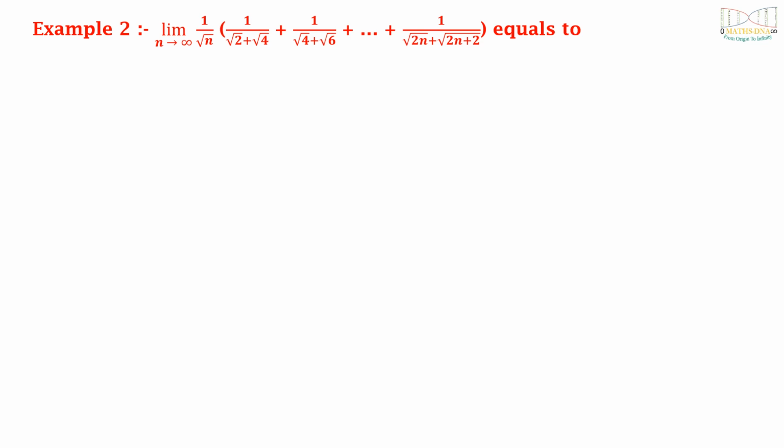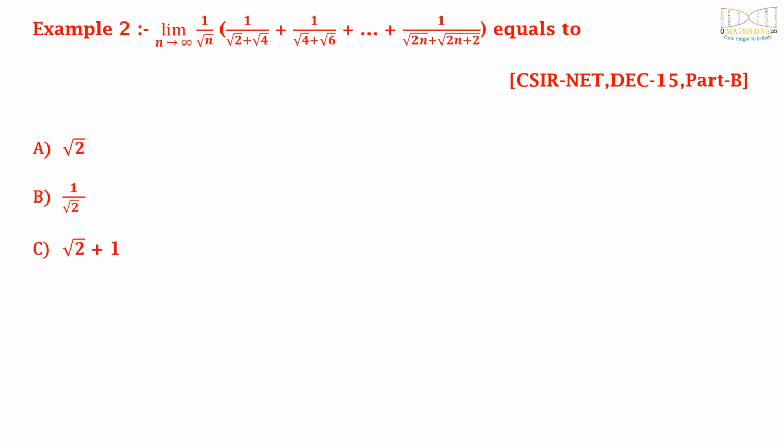Example 2. Limit n tends to infinity of 1 by root n into [1 by root 2 plus root 4, plus 1 by root 4 plus root 6, up to 1 by root 2n plus root 2n plus 2] equals. The options are A. Root 2, B. 1 by root 2, C. Root 2 plus 1, and D. 1 by root 2 plus 1.